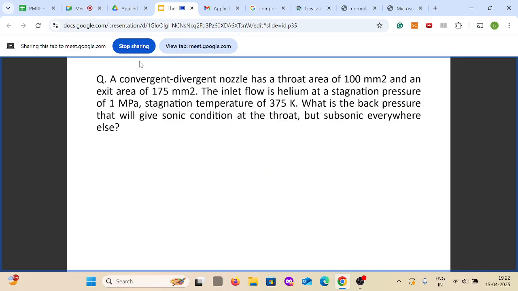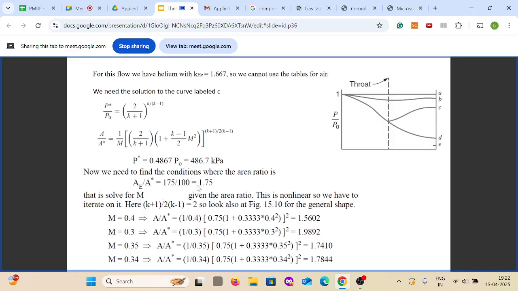Because the area is given, 175 mm square divided by 100 throat area comes out to be 1.75. So now we know the area ratio, which is the left-hand side. Here we know the gamma value, so the only unknown is the Mach number, which we need to find out. Substituting initially Mach number 0.4, we get area ratio 1.56, which is lower than the value we require.